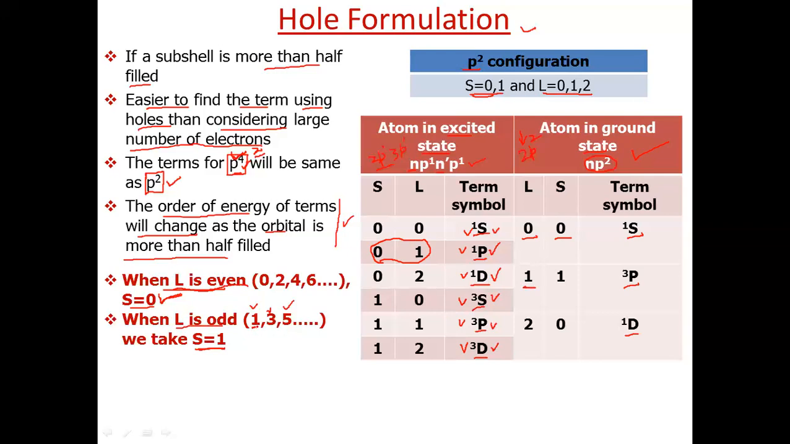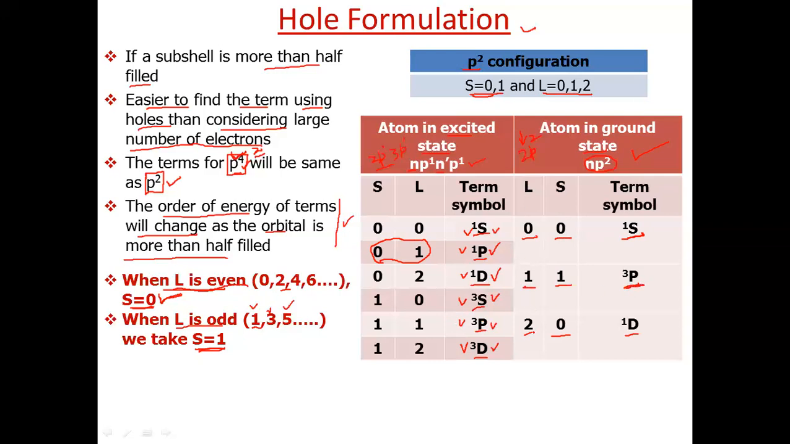Now 1 is an odd number. If L is odd, S is 1. So S can have only one value, 1. Now if L is 2, 2 is an even number. So S can have only one value, 0. So for L0, S0 the symbol is 1S. We have not considered the J value. If L is 1, S is 1, the term is 3P.